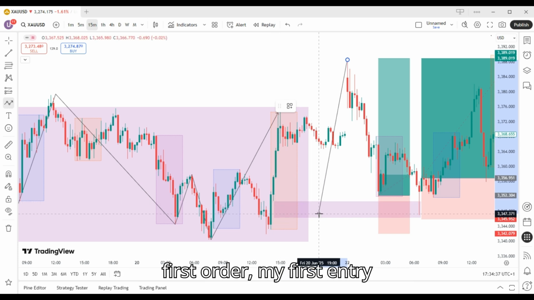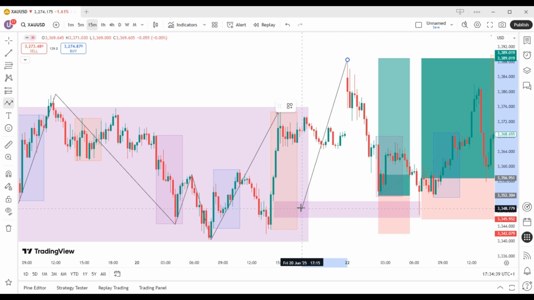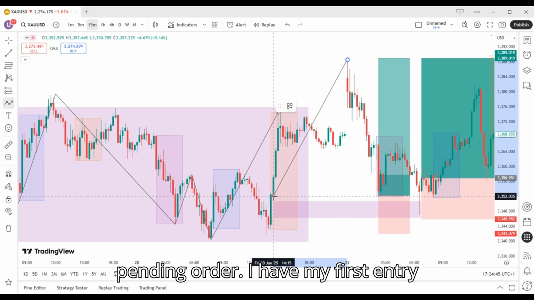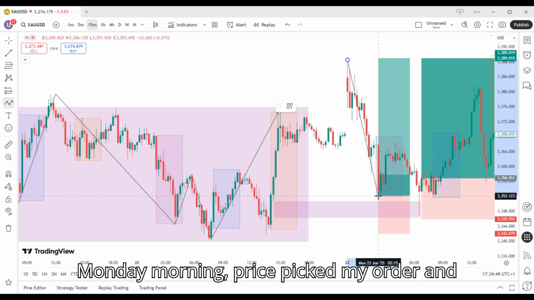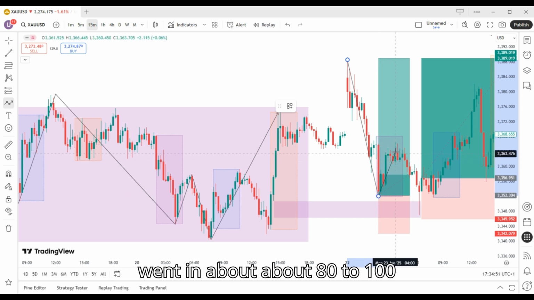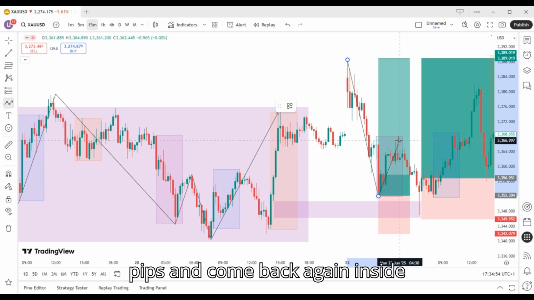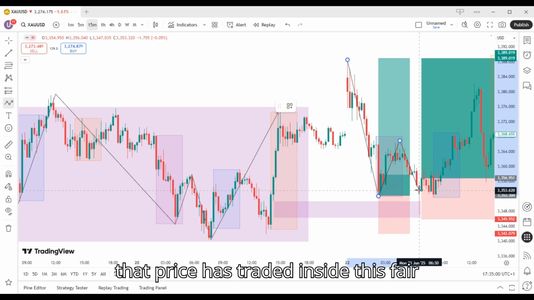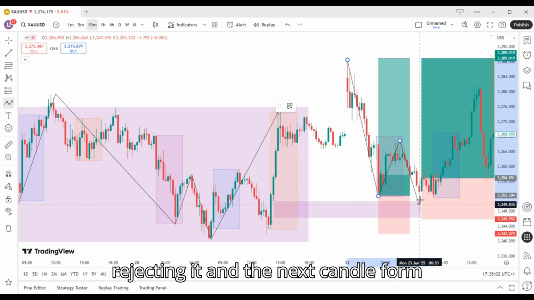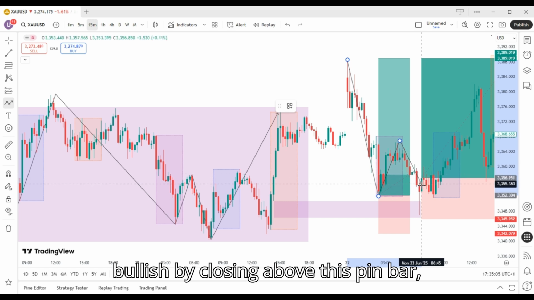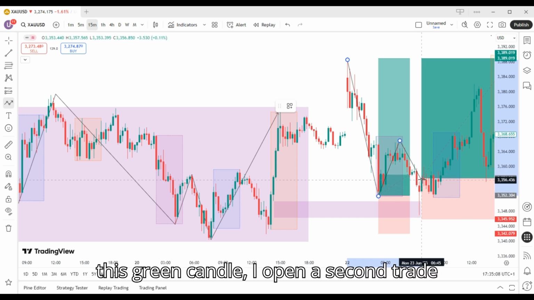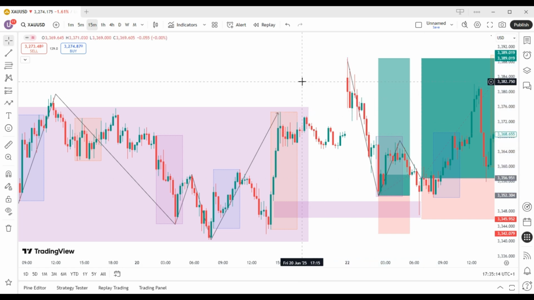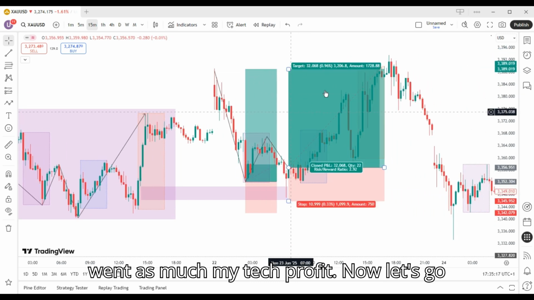So I have my first entry on the wick of this fair value gap, that's where I put my pending order. When price came that Monday morning, price picked my order and went in about 80 to 100 pips and came back again inside this same fair value gap. When I see that price has traded inside this fair value gap and given me this pin bar by rejecting it, and the next candle forms bullish by closing above this pin bar, this green candle, I open a second trade here. I opened two orders that day, and I'll show you proof. And price went and smashed my take profit.